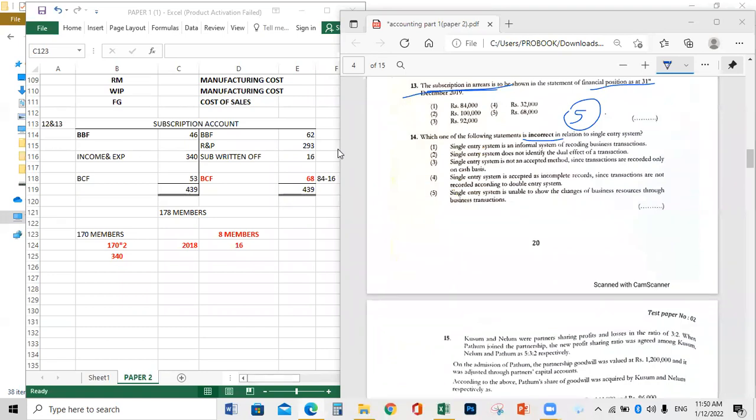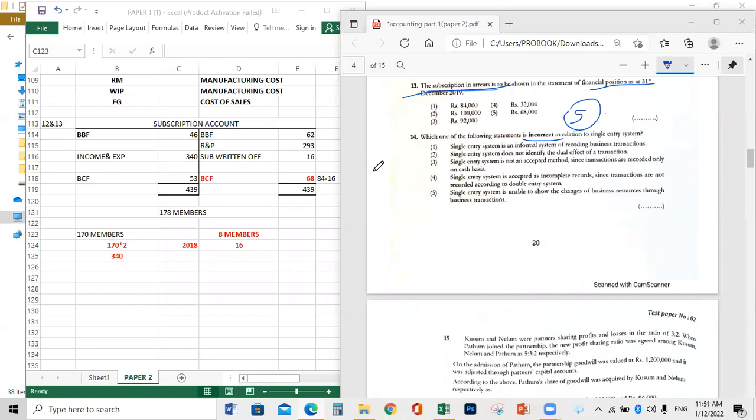Okay, so see here, single entry system is an informal system of recording business transactions. Now guys, single entry system means, you know what? If you take a company, the company will have both methods, single entry as well as double entry. If you take, for example, trade receivables and trade payables, first of all they record in the prime entry.